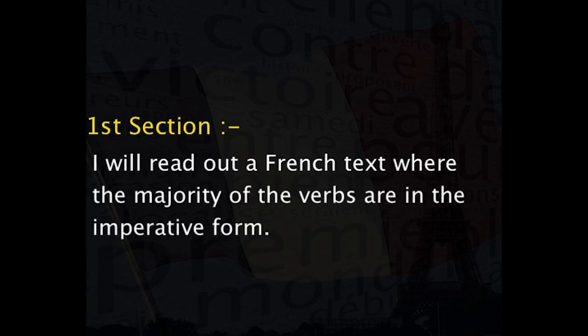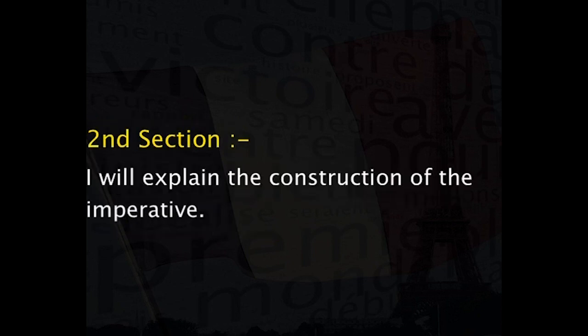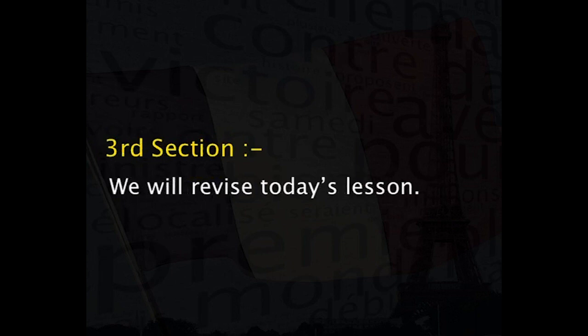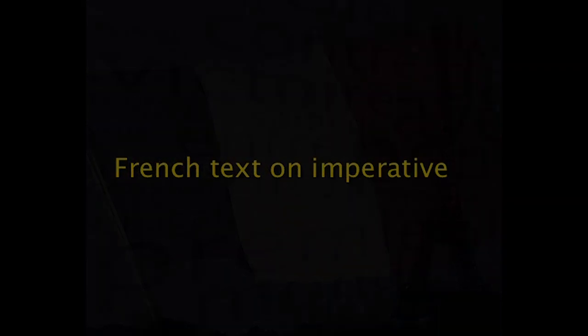In the first section, I will read out a French text where the majority of the verbs are conjugated in the imperative form. In the second section, I will explain the construction of the imperative. And in the third section, we will revise today's lesson. Let's begin the lesson with a French text. The text consists of a conversation within a family that is getting ready for a trip.